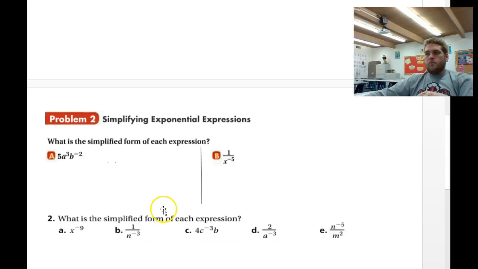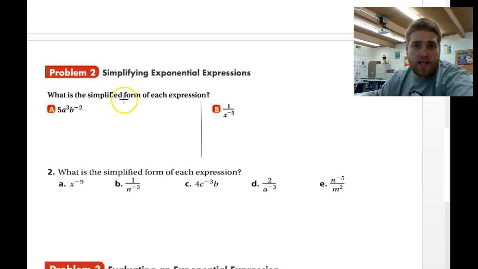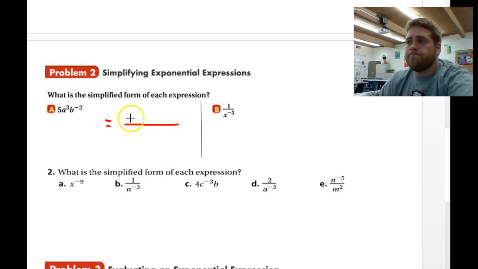So, as we turn the page, look, we're already half done. We get this fun mess. So, what is the simplified form of each expression? Now, when we're dealing with exponents like this, it's crucial that we take it one form at a time. So I always just write my equal sign and then draw my line, okay?